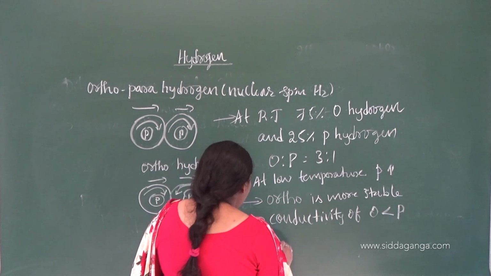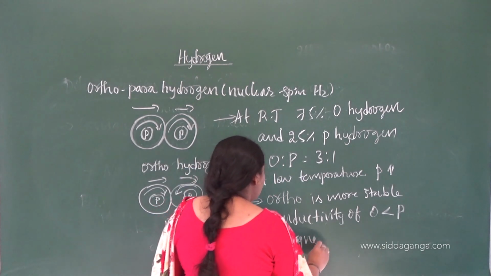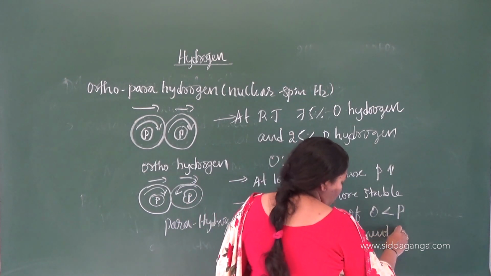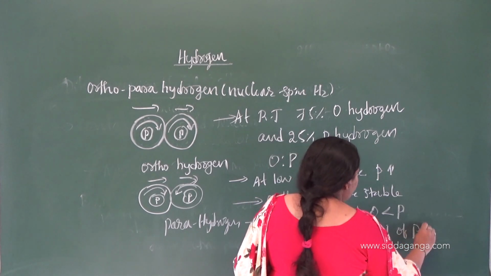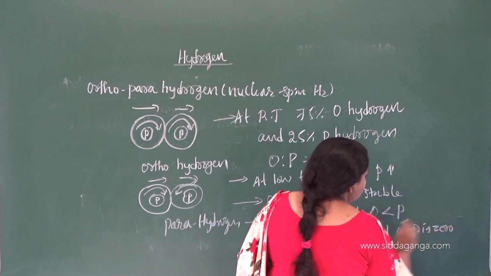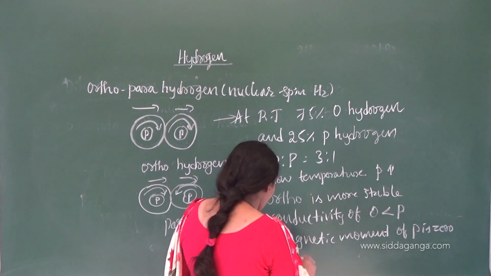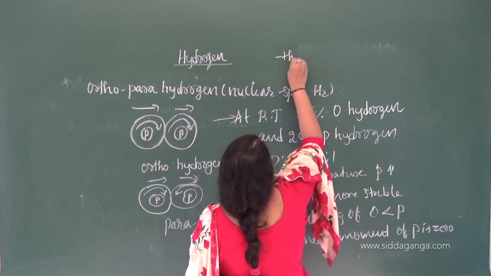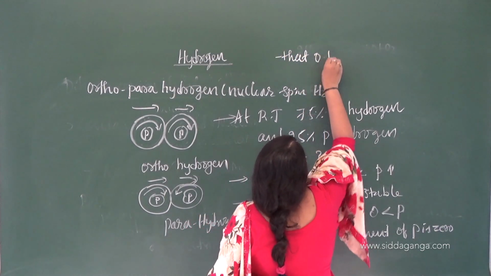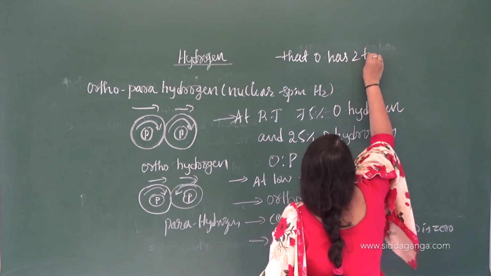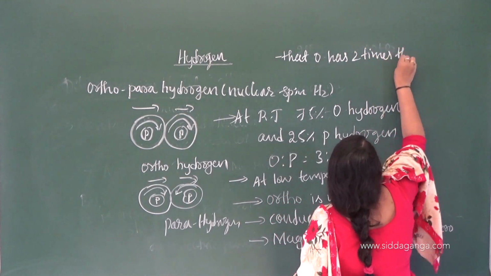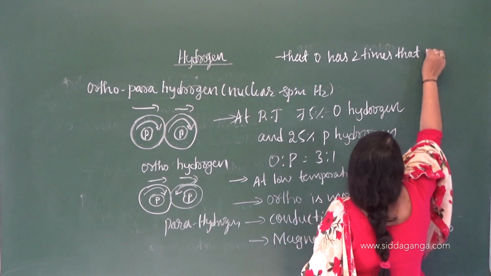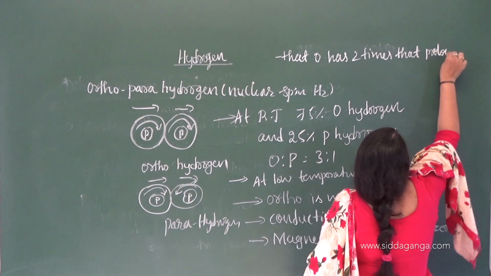And then if you come to the magnetic moment, that of para is 0, and that of ortho is 2 times that of a proton.